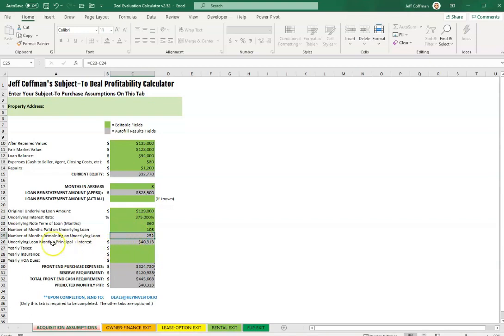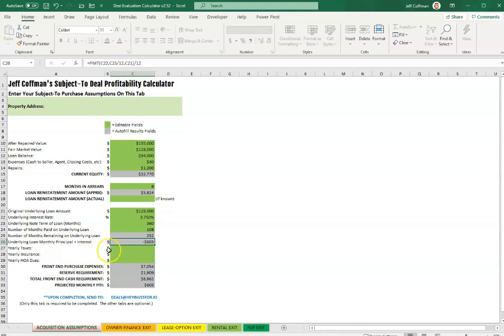Now, the underlying loan, I see, I made a mistake here. I said underlying loan monthly principal and interest negative $40,000, but I went back up here and I noticed I put a 375% interest rate. It was 3.75. There we go. That's more like it. So that was our monthly, this calculation is our monthly loan principal and interest only. Doesn't include taxes or insurance.